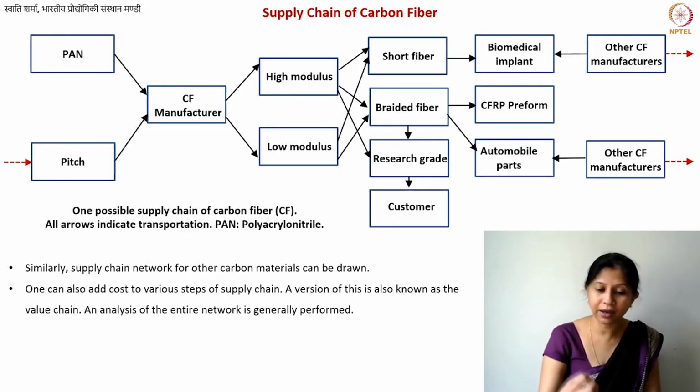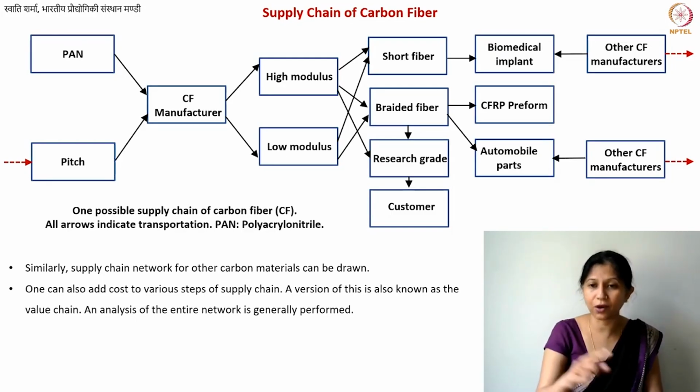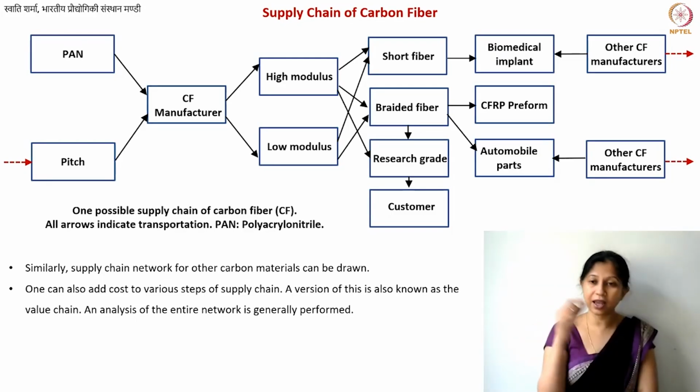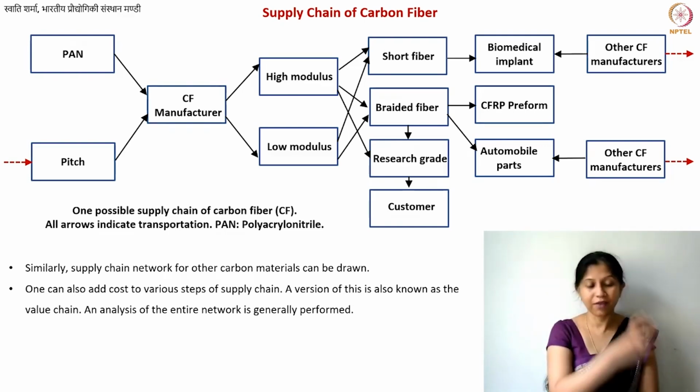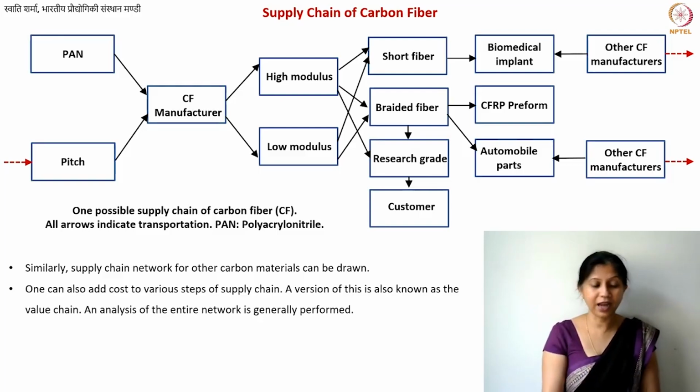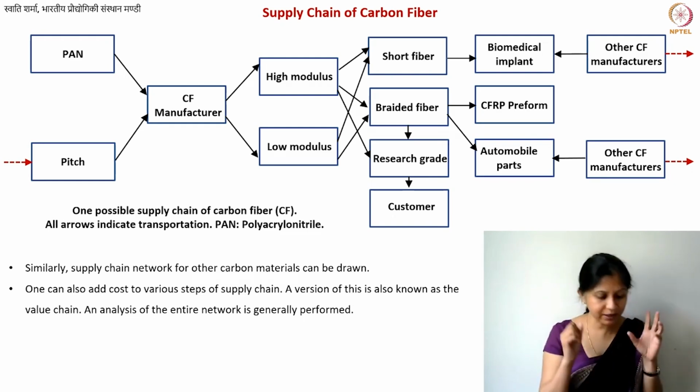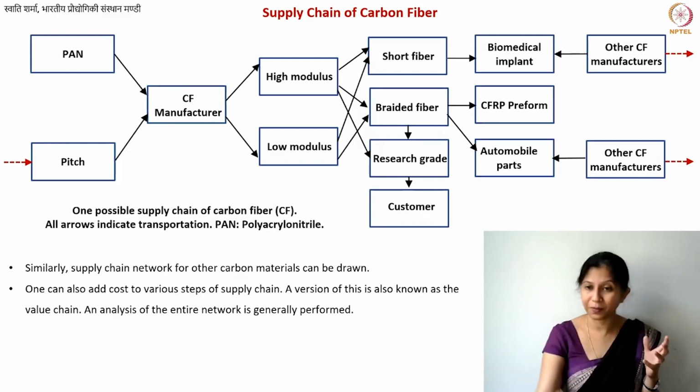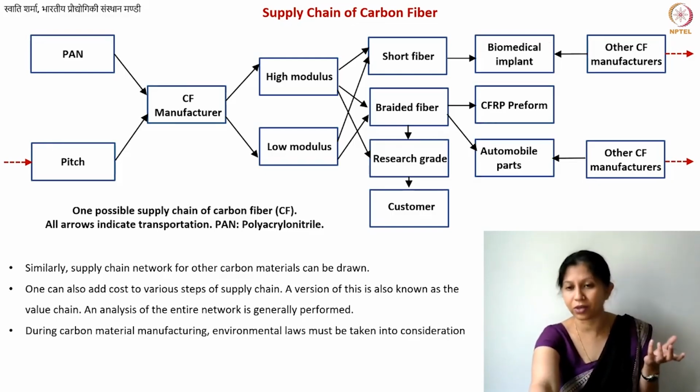And you can also then do further analysis. For example, for each step, the arrows I said show the transportation. You can actually also mention the cost at every step. So when you have cost associated with the supply chain, you sometimes call it a value chain. So you can also do this kind of analysis. You can do what is known as the entire network analysis, which will tell you everything about the time and cost. And as I mentioned, a lot of these things nowadays are done using certain software. But you should know the fundamentals, know how it is done.